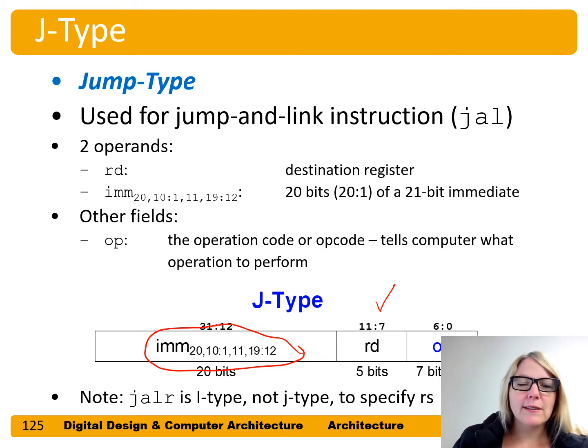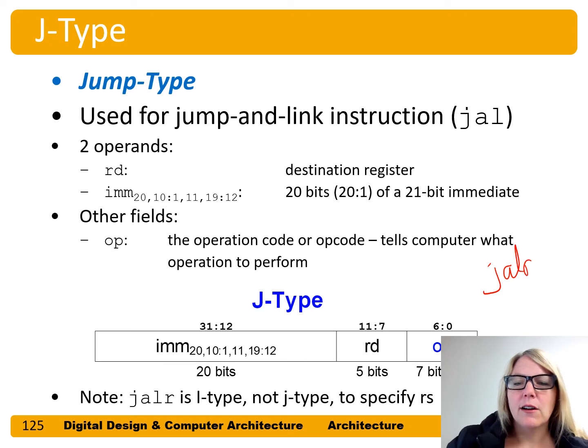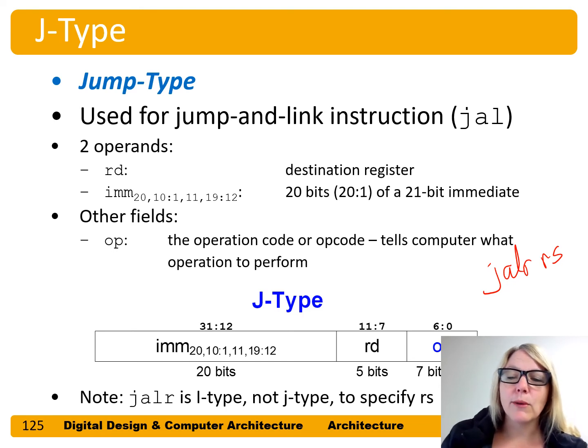So one thing to note is jump and link register is not a J-type instruction. So jump and link register, JALR, has a source register, where we want to jump to a register. This is not a J-type instruction. Turns out the JALR is actually an I-type instruction.